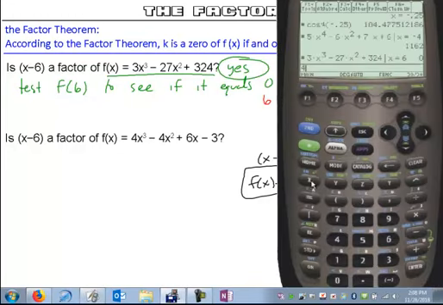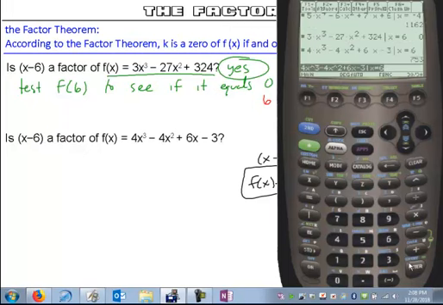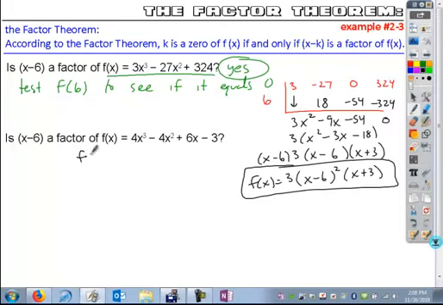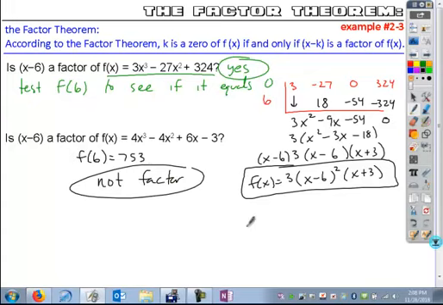So if you take your expression, 4x cubed minus 4x squared plus 6x minus 3, use the width key, x is equal to 6 is the corresponding 0 once again for that factor. And when I test this, I get 753. So here f of 6 does not equal 0. So it is not a factor.